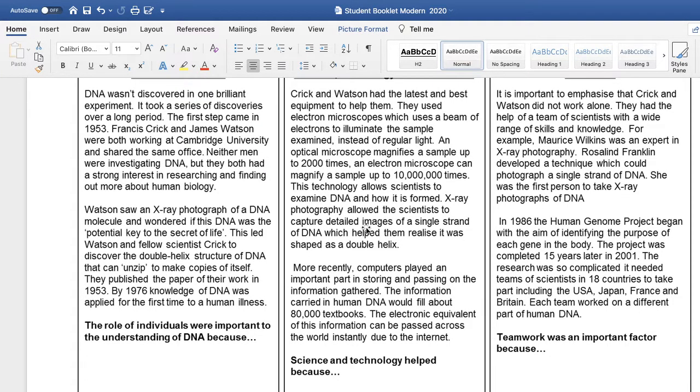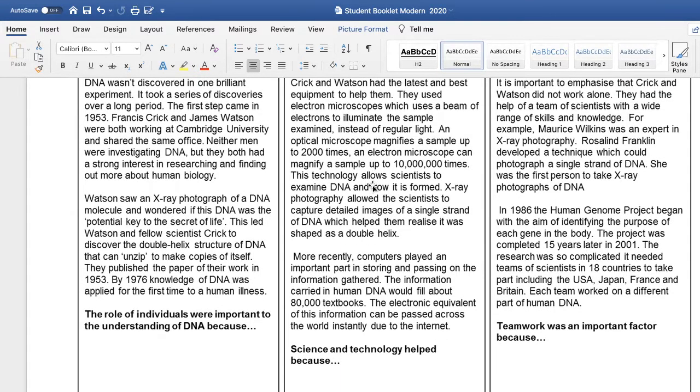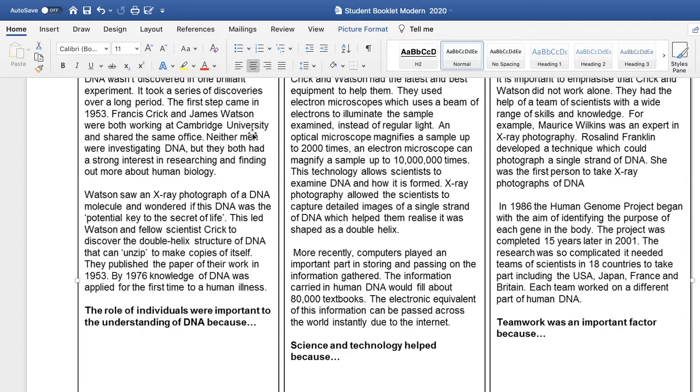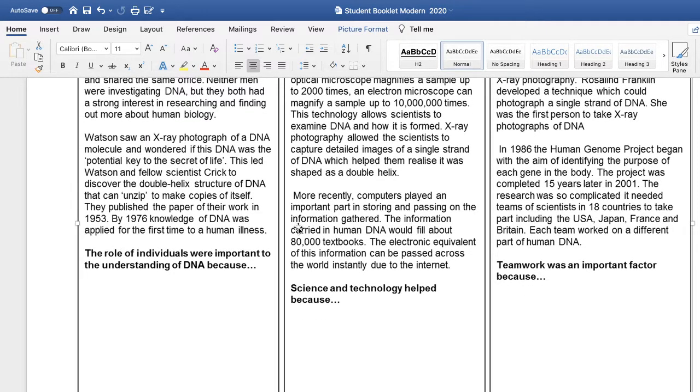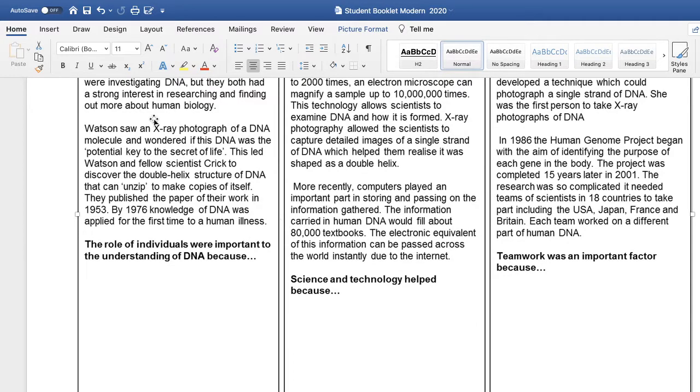An optical microscope magnifies a sample up to 2,000 times. An electron microscope can magnify a sample up to 10 million times. This technology allows scientists to examine DNA and how it is formed. X-ray photography allowed the scientists to capture detailed images of a single strand of DNA, which helped them realize it was shaped as a double helix.